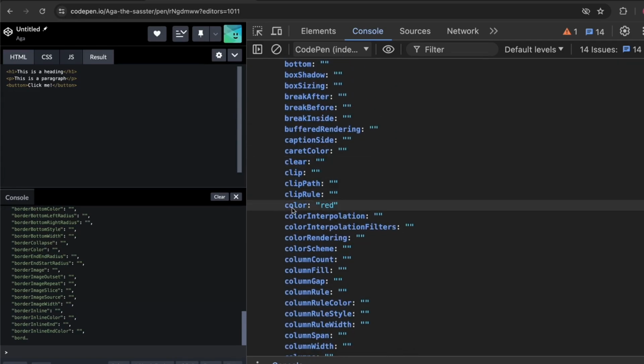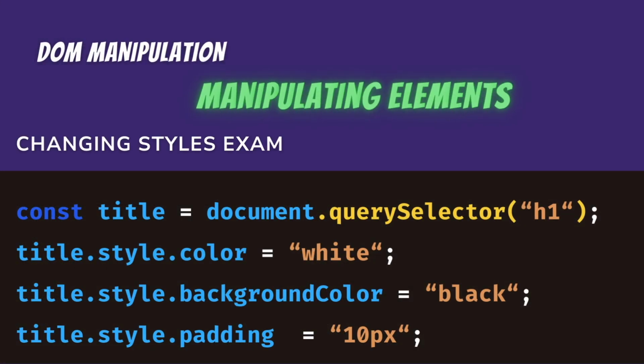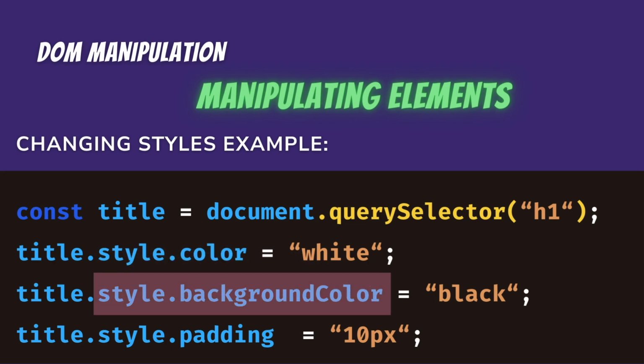Using the style property, we can freely change the styles of elements. Here are a few examples on the slide. In the first one, just like we did a moment ago, we change the element's color, and this time to white. In the next example, we change the background color to black.